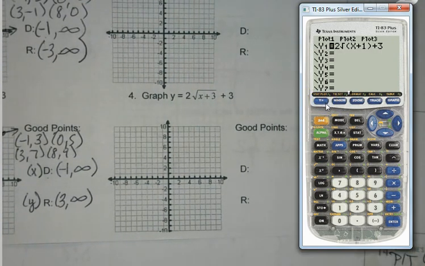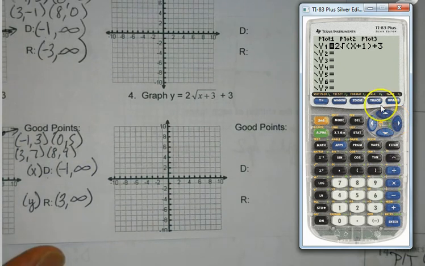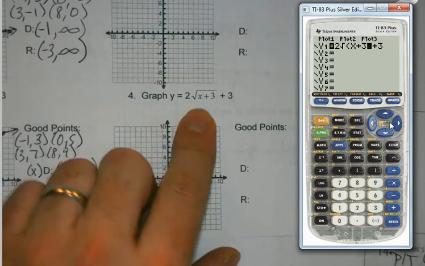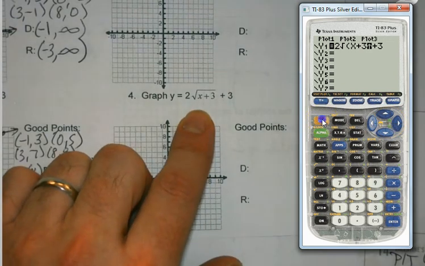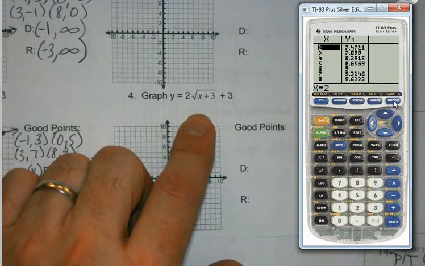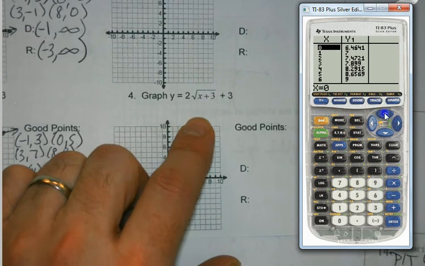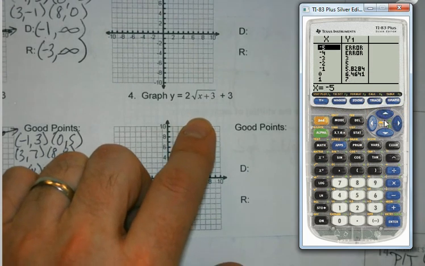Let me get back to y equals here. Now I'm not going to retype everything because I see I've got that 2 in front, but I already have that. So we've got x plus 3 in the parentheses. Oh, and plus 3 on the end. All right, just one little quick move. Make sure we're the same. Yes, we're good. Let's get our table up. I don't see error yet. Let's go find error. There it is.